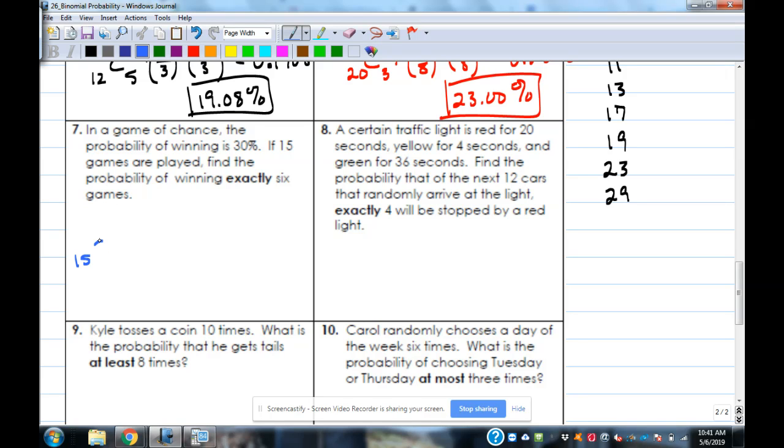All right, so that'd be 15 combination 6. Then 3/10, or since that's a terminating decimal, we can do 0.3 to the what power? 6th, and then that means that q has got to be 0.7 to the 9th power. Draw out this information. All right, what's that going to equal out to be? Decimal point something.